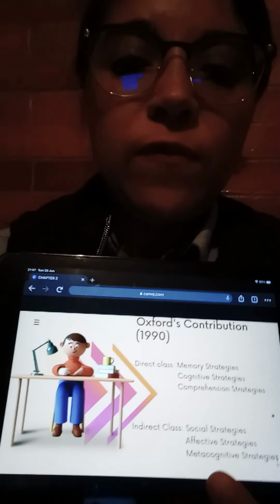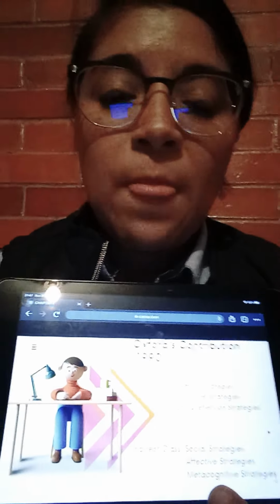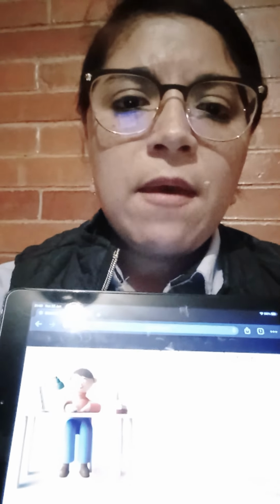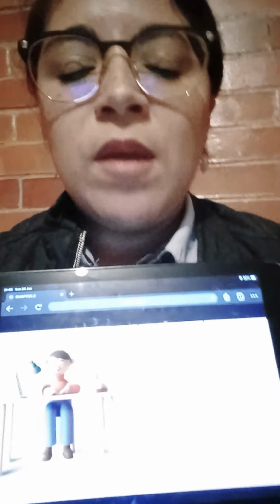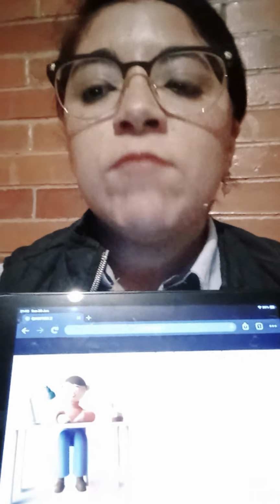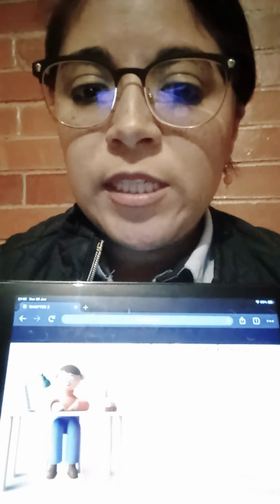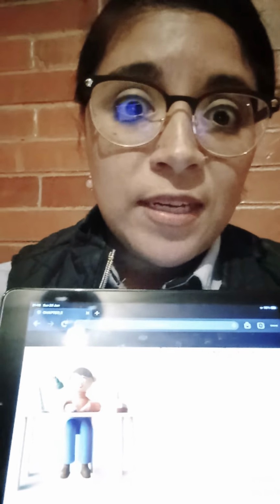Now here we have the differences between direct class and indirect class by Oxford's contribution in the 1990s. She said that in the direct class, we have memory strategies like memory of vocabulary and formulas, cognitive strategies, and comprehension strategies. In the indirect class, we have social strategies, how to talk to your classmates, affective strategies, and metacognitive strategies.